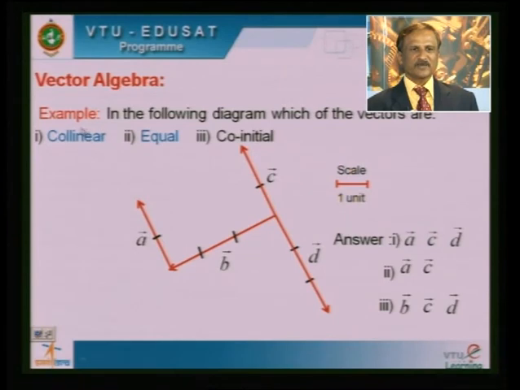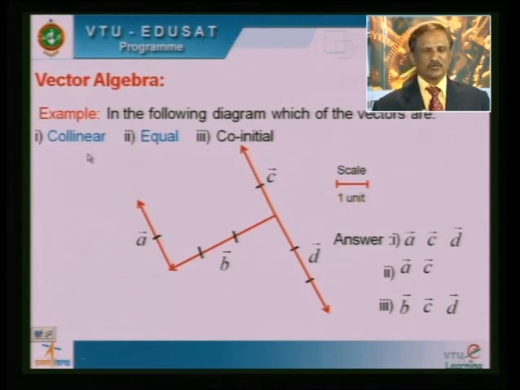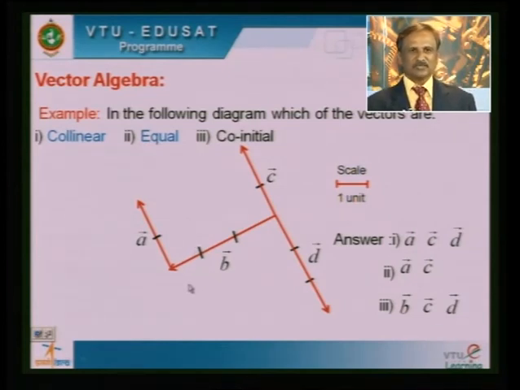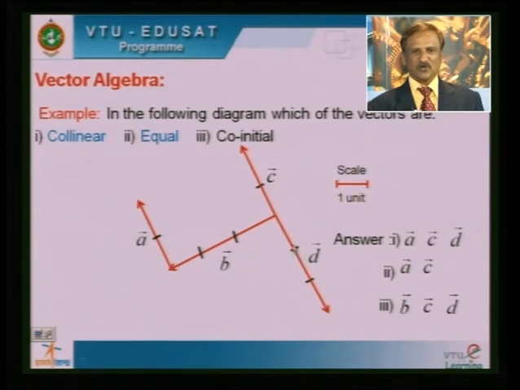Now I have to identify how many vectors are collinear. Just now we have observed the definition of collinear, so you know the meaning of collinear. Can you recognize collinear vectors? Yes, you may say that A, C and D are the collinear vectors. Similarly, are you able to recognize equal vectors? You can say that A and C are the equal vectors. Why? Because the length of A and the length of C are the same, and the direction is also the same. That is why A and C are equal vectors.